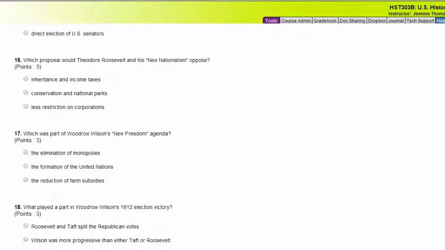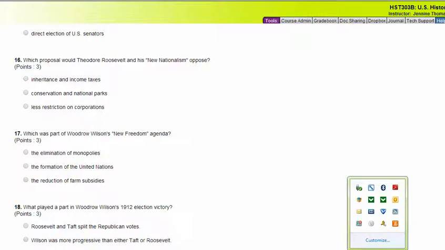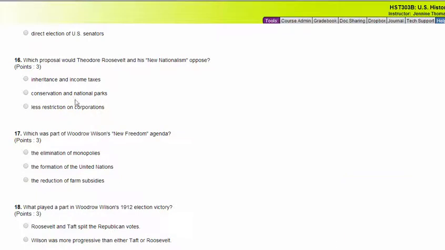Which proposal would Theodore Roosevelt in his New Nationalism oppose? Inheritance and income taxes, conservation in national parks, or less restriction on corporations?